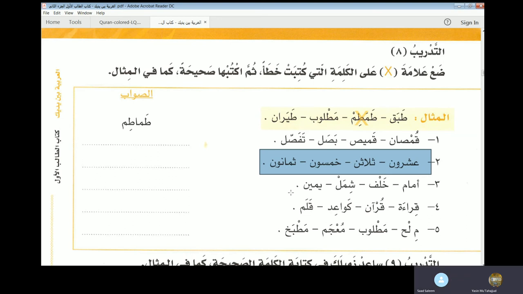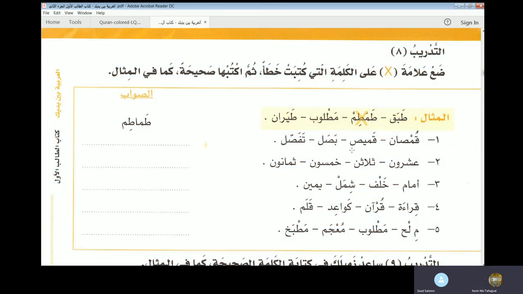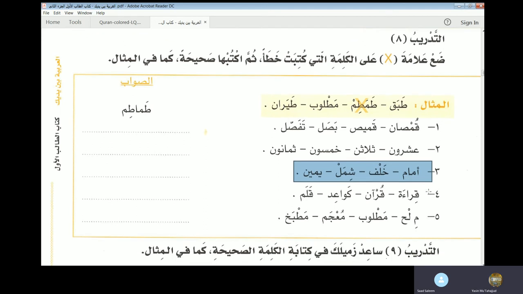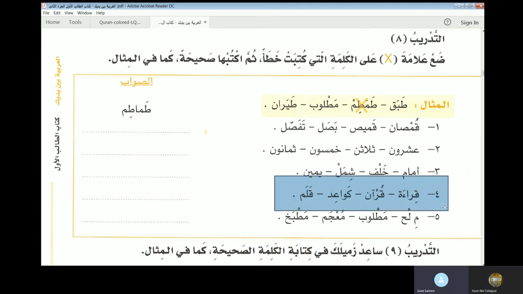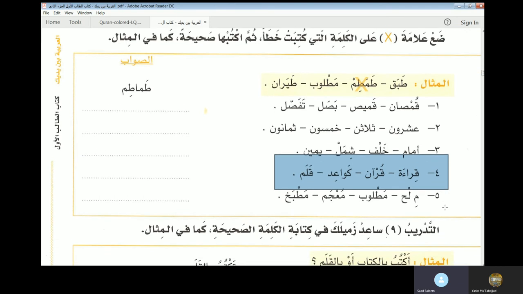Khamsun? No. Ashurun? No. Ashurun is correct. Thaman? No. Oh, this one is a tough one. Thalathan? And what is the correct one of Thalathan? Thalathun? No. Shimal. Okay, Shimal is the correct pronunciation of this word. Next.